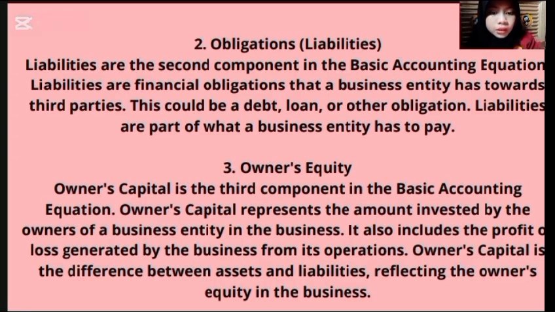Number 2. Liabilities. Liabilities are the second component in the basic accounting equation. Liabilities are financial obligations that a business entity has toward third parties. This could be debt, loans, or other obligations. Liabilities are part of what a business entity has to pay.